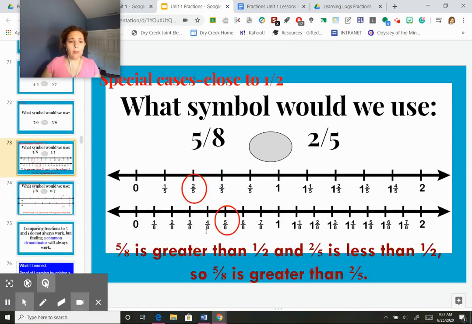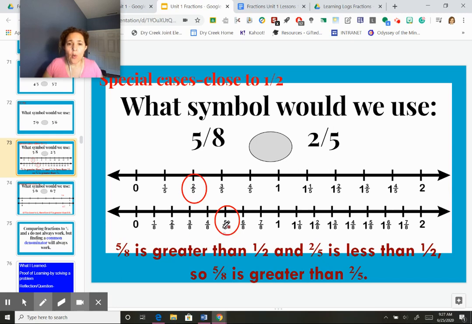Okay, there's a couple of other ways to do this. So these are the special cases close to 1/2. So if you have a fraction that's close to 1/2, that's another way to be able to do these. I still prefer the cross multiplication, but I'm just going to show you these because some of you may like this, or some of you may be doing it this way. So we have 5/8 and 2/5. So if I have my number line here, here's my 2/5. And here's my 5/8.